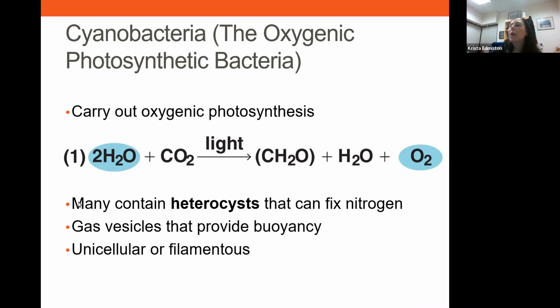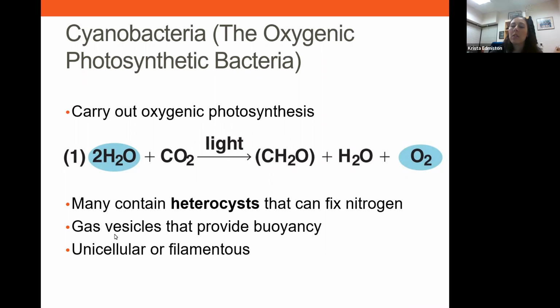They can fall into a category of bacteria that make a specialized structure called a heterocyst. That heterocyst can also do something called fixing nitrogen, which means that nitrogen gas that's in the environment can then be converted into a usable form of nitrogen. This is a very important portion of the ecosystem that these types of bacteria can fall into.